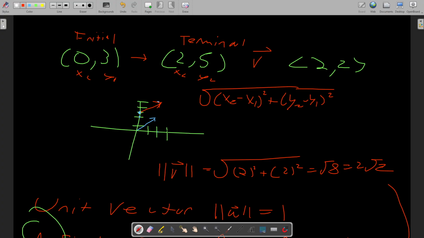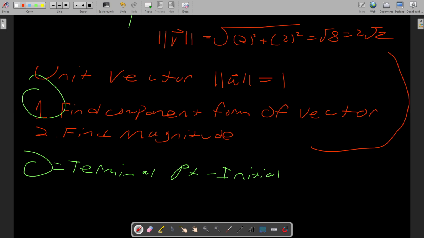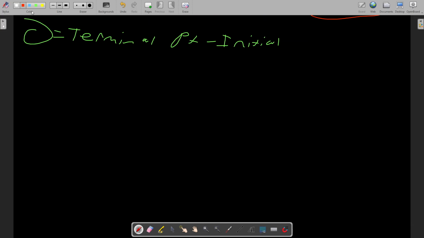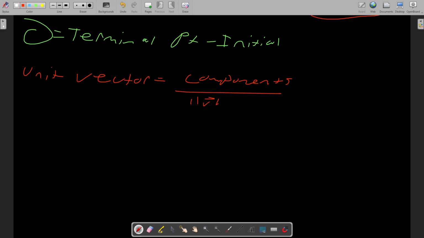Now, with the component form, let's do our 2 comma 2 over here. We can find the unit vector. So the unit vector is going to be the component form, or rather the components, divided by the magnitude of our vector. So for our example, this is going to be our 2 comma 2, and then this is going to be over the square root of 8.